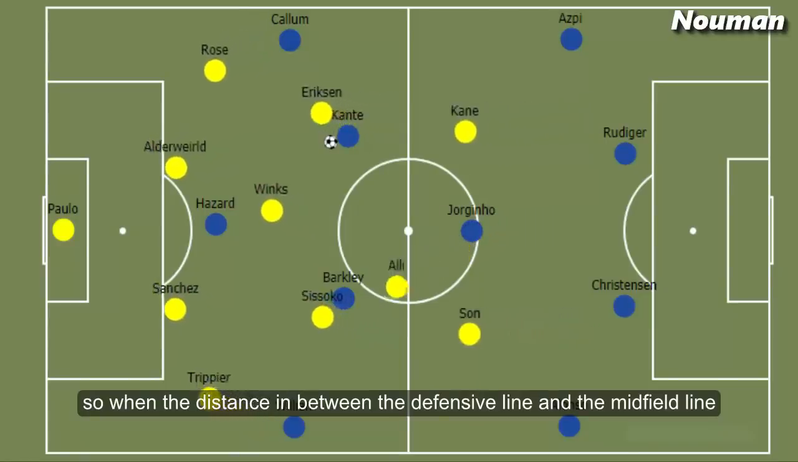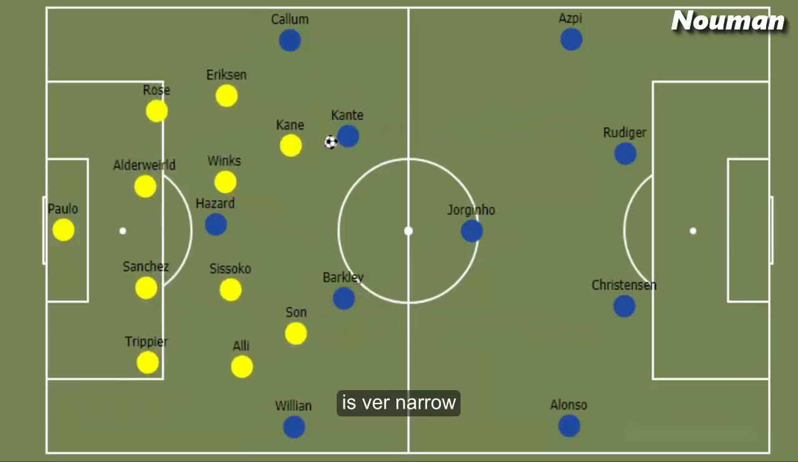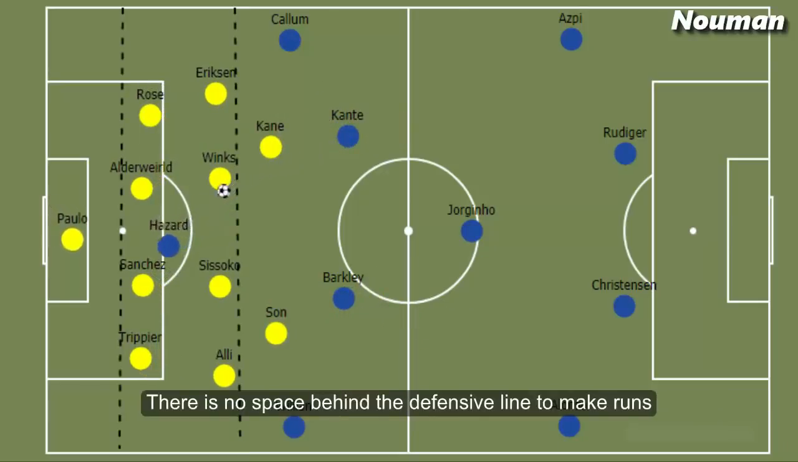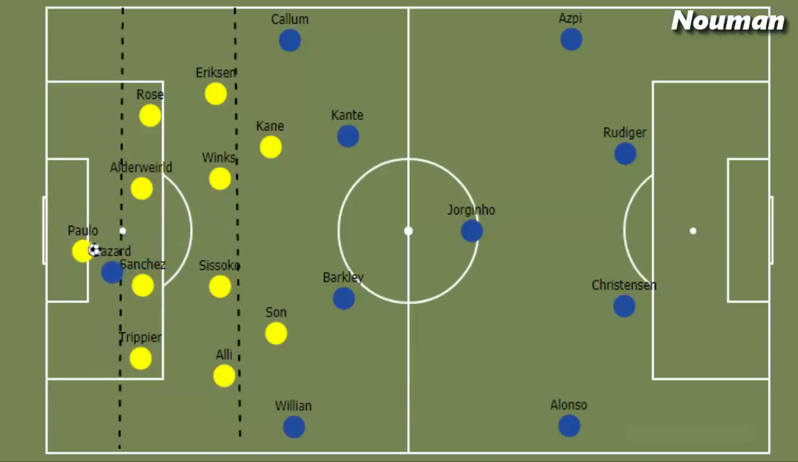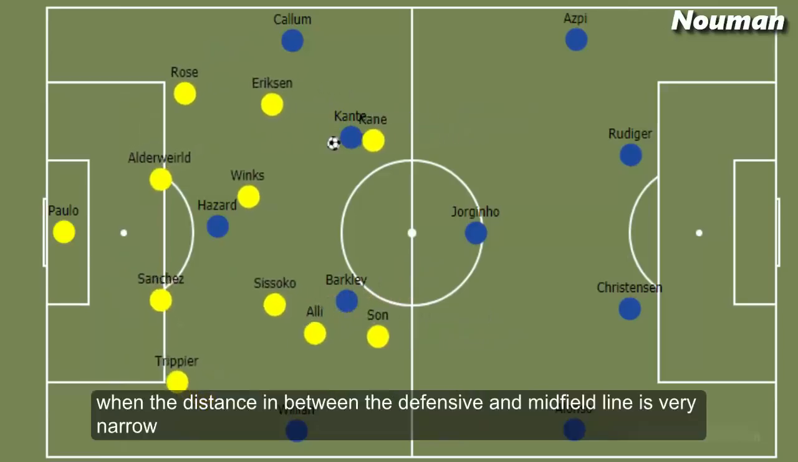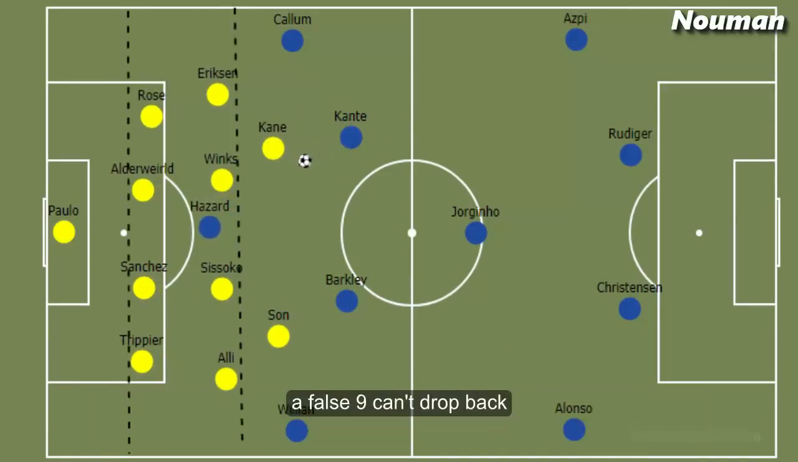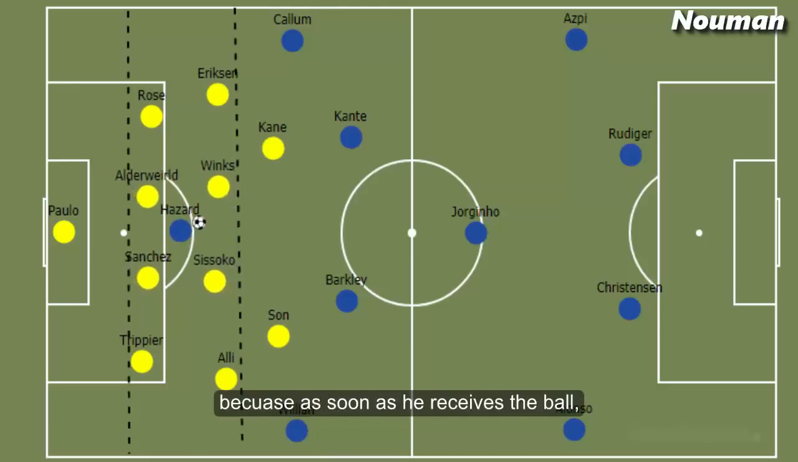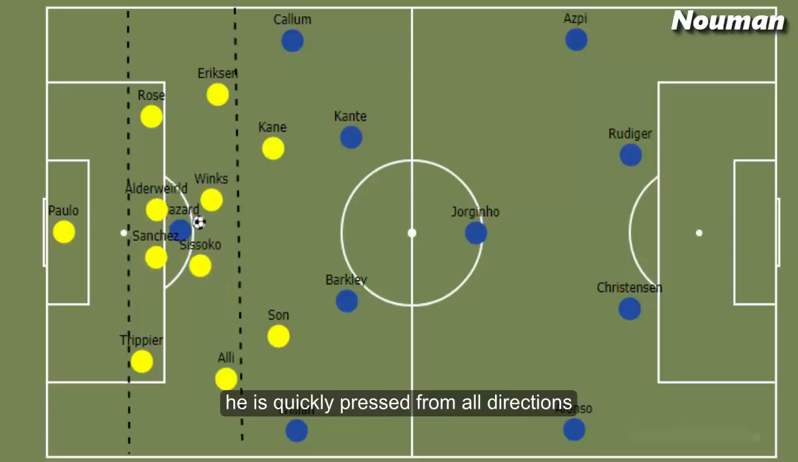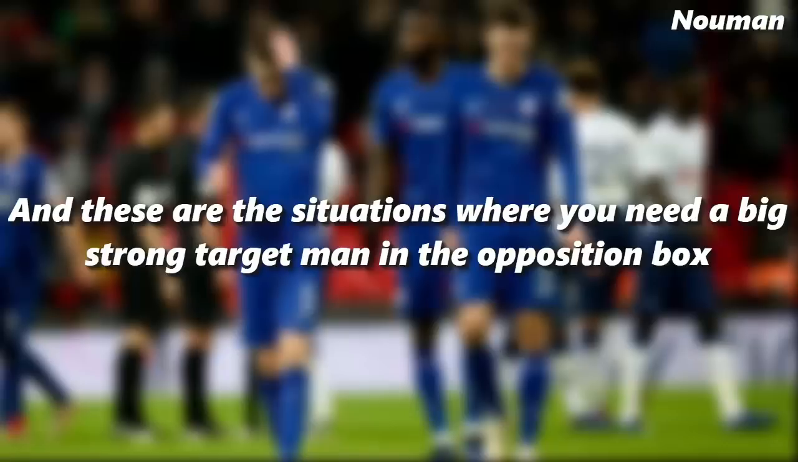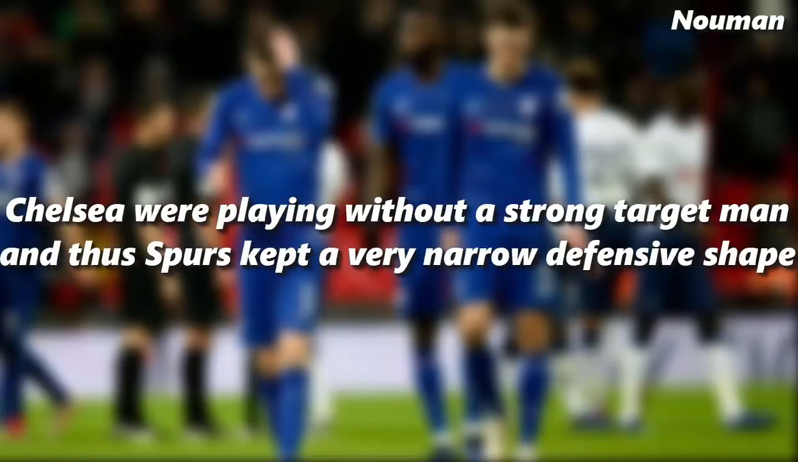So when the distance between the defensive line and the midfield line is very narrow, there is no space behind the defensive line to make runs. And similarly, a false nine can't drop back to receive the ball in between the lines, because as soon as he receives the ball, he is quickly pressed from all directions. And these are the situations where you need a big, strong target man in the opposition box. Chelsea were playing without a strong target man, and thus Spurs kept a very narrow defensive shape.